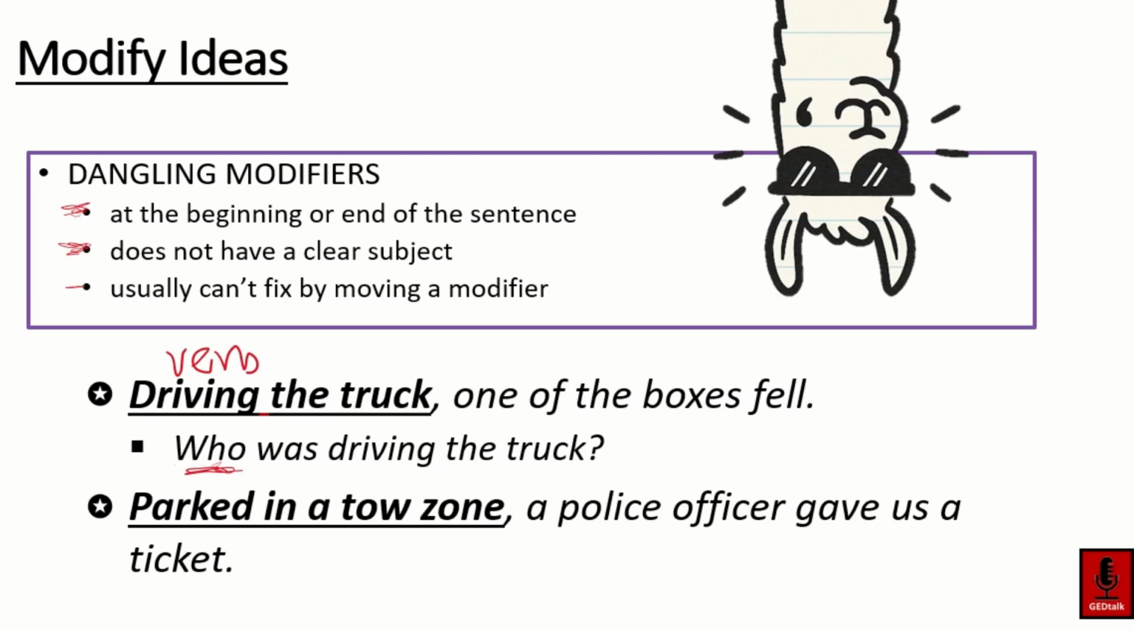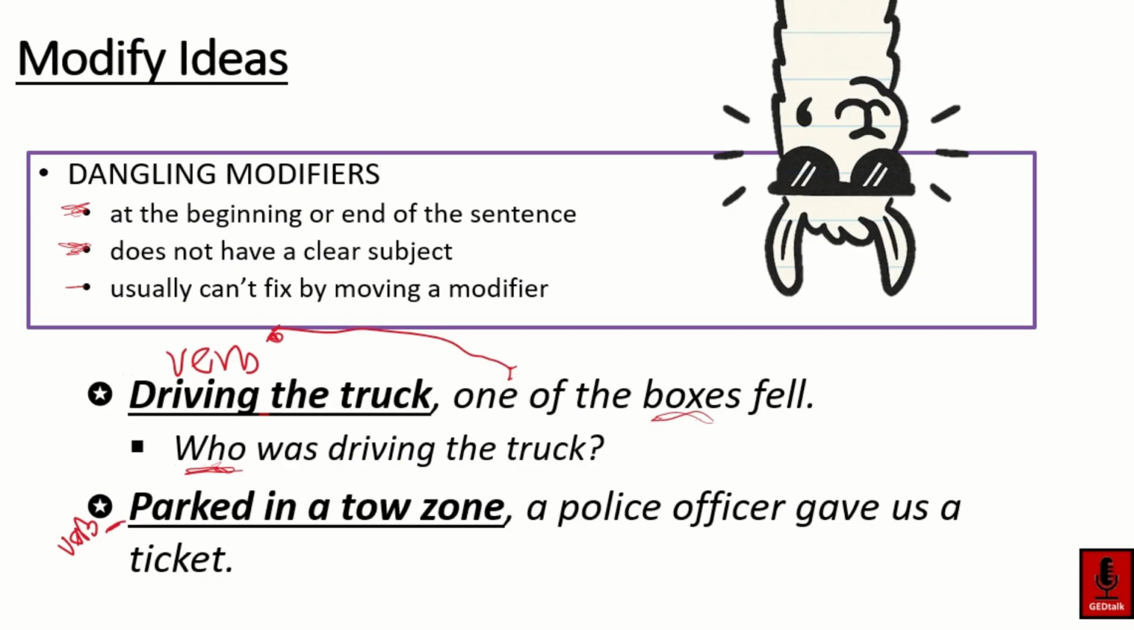The second example that you see right here, we have parked in a tow zone. A police officer gave us a ticket. We have our verb right here, parked, but where is the noun that is completing this verb? For the first example, same question. Where is the noun that is completing the verb driving? Because if we don't have anybody or a subject, a noun driving the truck, it sounds like it was one of the boxes that was driving, right? Read it. Driving the truck, one of the boxes fell. Well, one of the boxes is not the subject or not the noun that is completing the verb of driving.